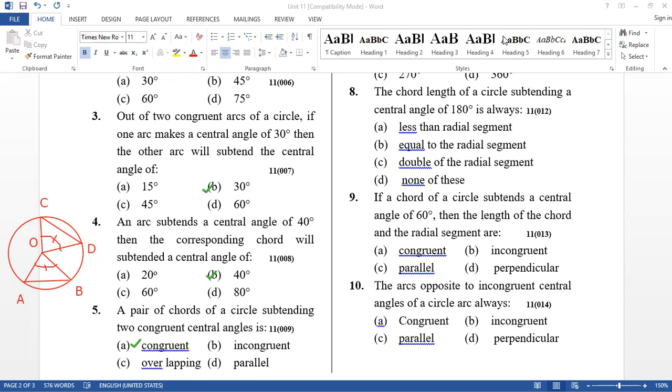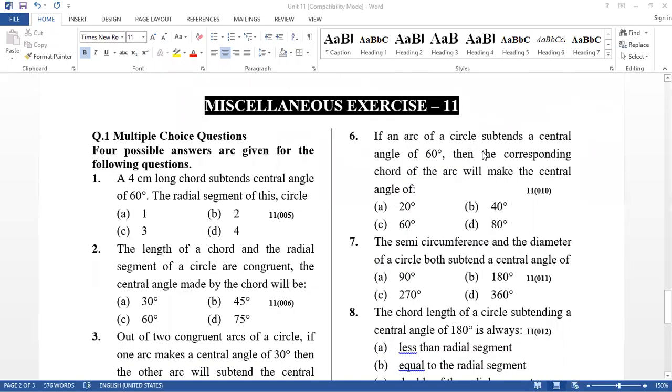If we clear all the diagrams and move towards the sixth MCQ now: if an arc of a circle subtends the central angle of 60, the corresponding chord will make the central angle of? The arc is making an angle of 60, so the corresponding chord will be making a central angle of 60 as well. You have to notice here that it will be 60 because we have discussed it in the first 2-3 MCQs. The same sort of question is right here.